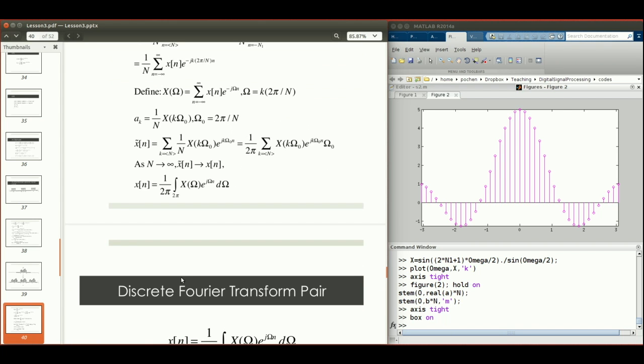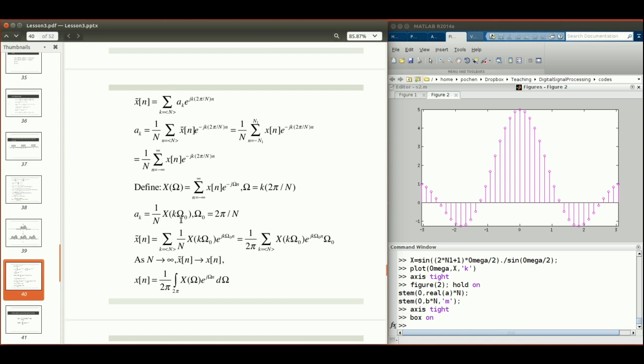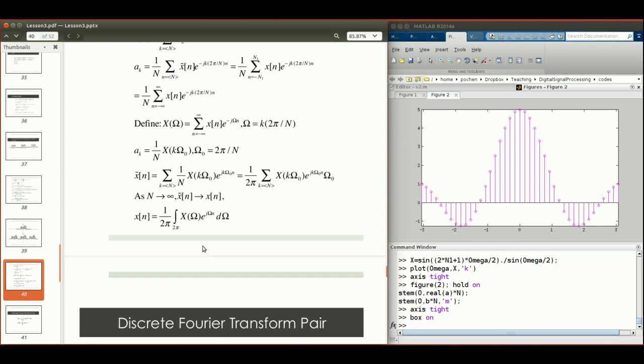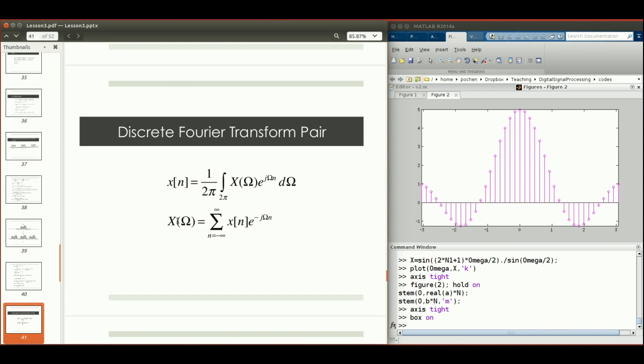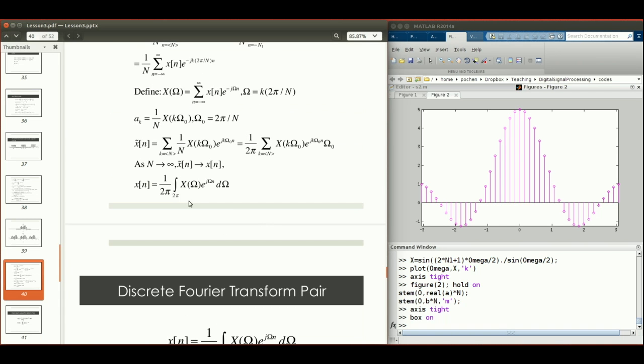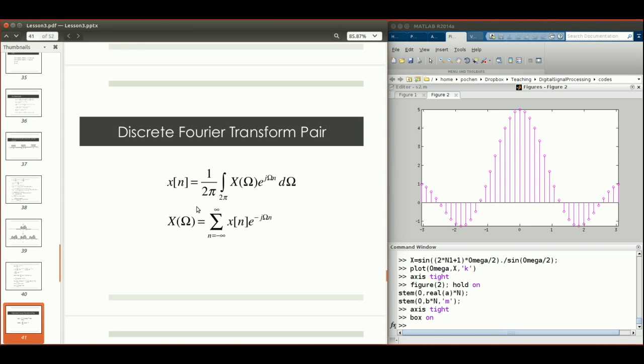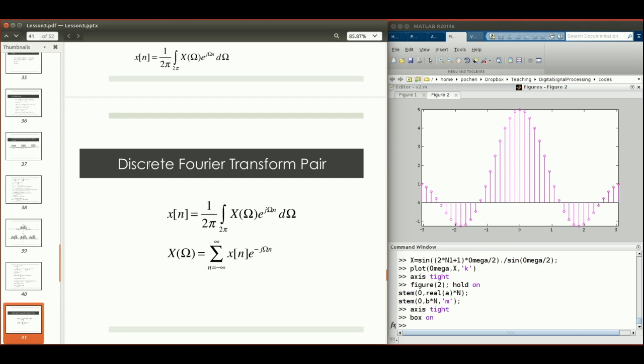Right. So if we summarize the derivation that we have gone through here, we have defined a big X omega, this particular equation. So this effectively becomes our analysis equation for an aperiodic sequence. And as big N goes to infinity, we have recovered this integral, which is becoming our synthesis equation for an aperiodic sequence, right? This is called the Fourier transform here, and then this is the inverse transform.